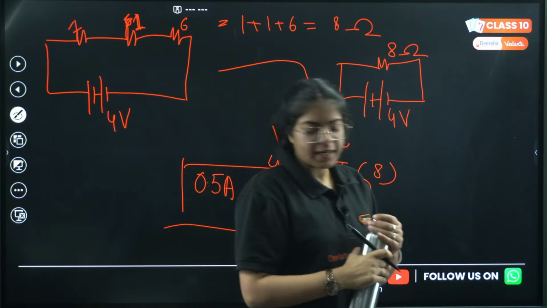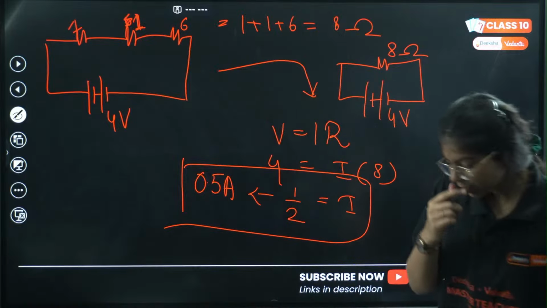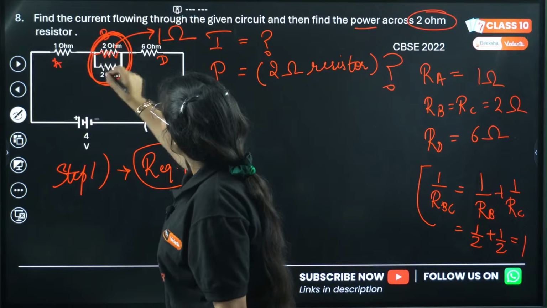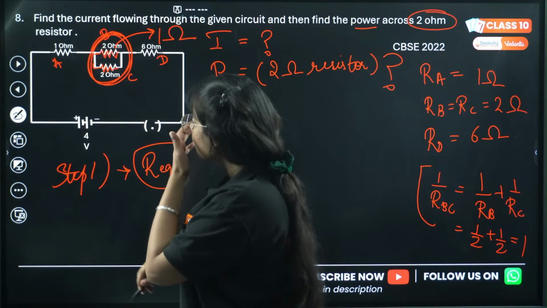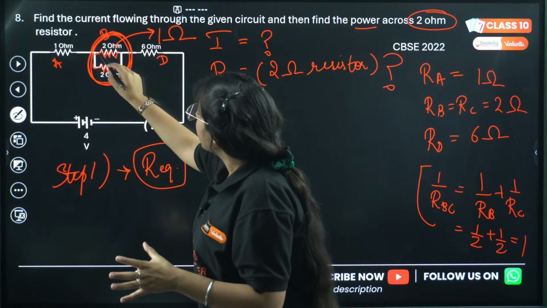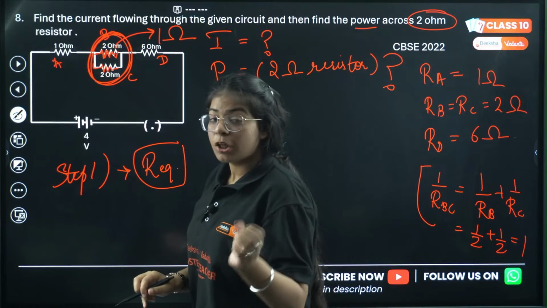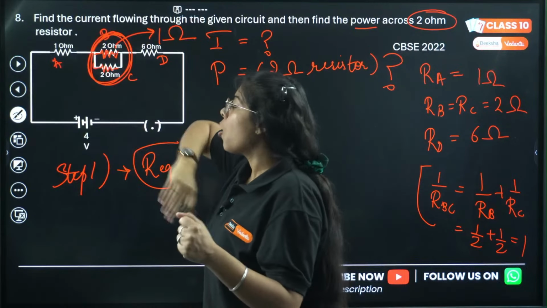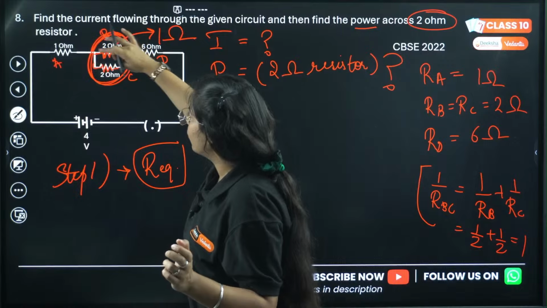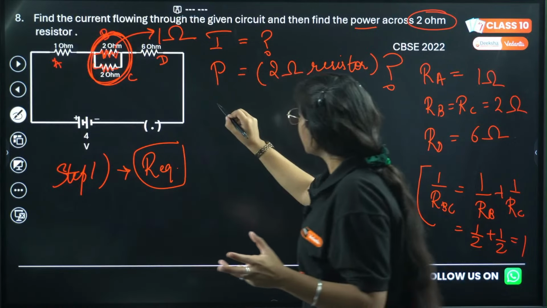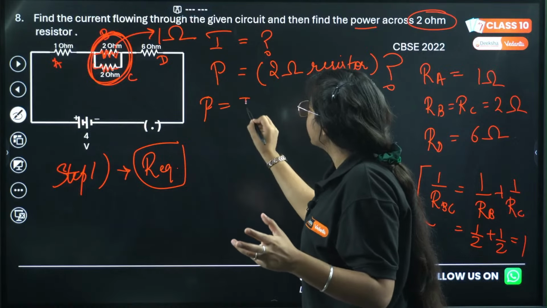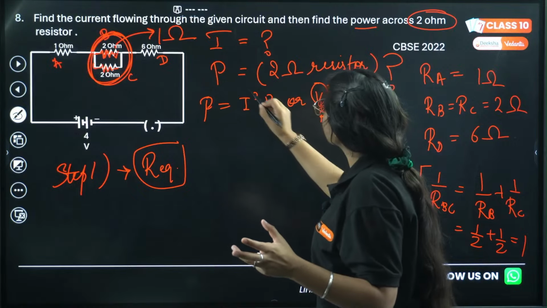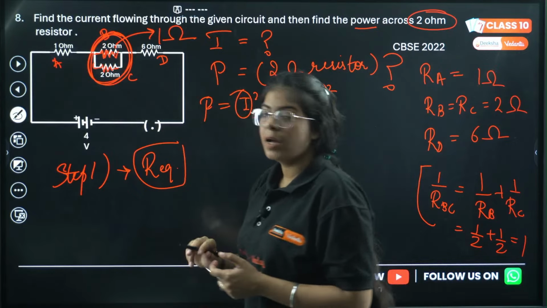Okay, so the value of current is correct, 0.5 ampere. Then we need to find the power in just this 2 ohm resistor. So we either need to find current in this 2 ohm resistor or the voltage, because voltage divides in series, and current divides in parallel. So whatever formula you want to use, either I square R or V square by R, you have to calculate voltage or current through these 2 ohm resistors.